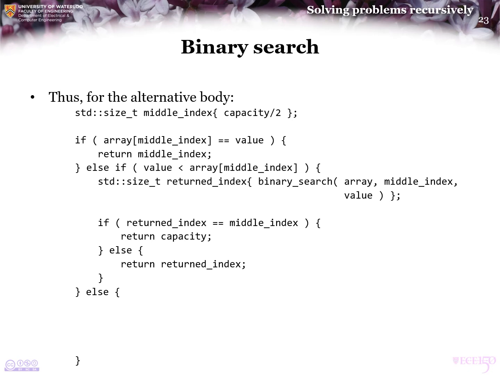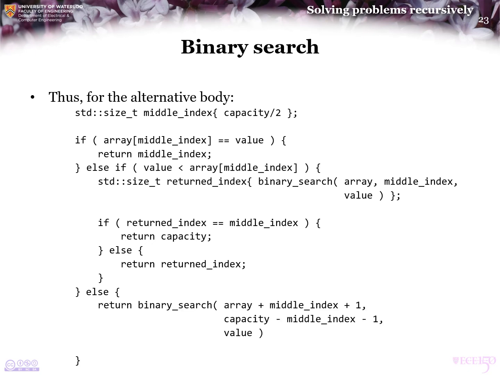Thus, the complementary alternative body of this cascading conditional statement is the situation when the array middle index entry is less than the value we're searching for. Therefore, we will make the appropriate search of the right half of the array past the middle index, and whatever value is returned, we will add to that middle index plus 1.